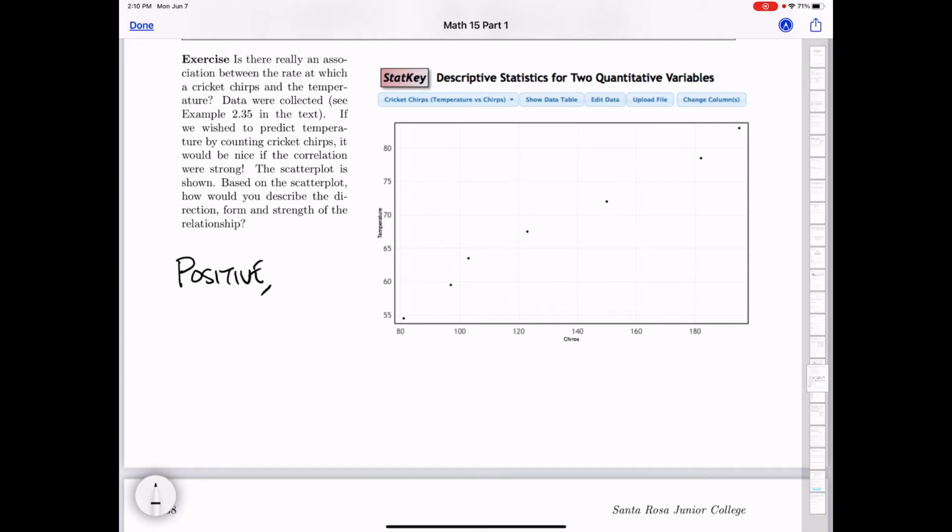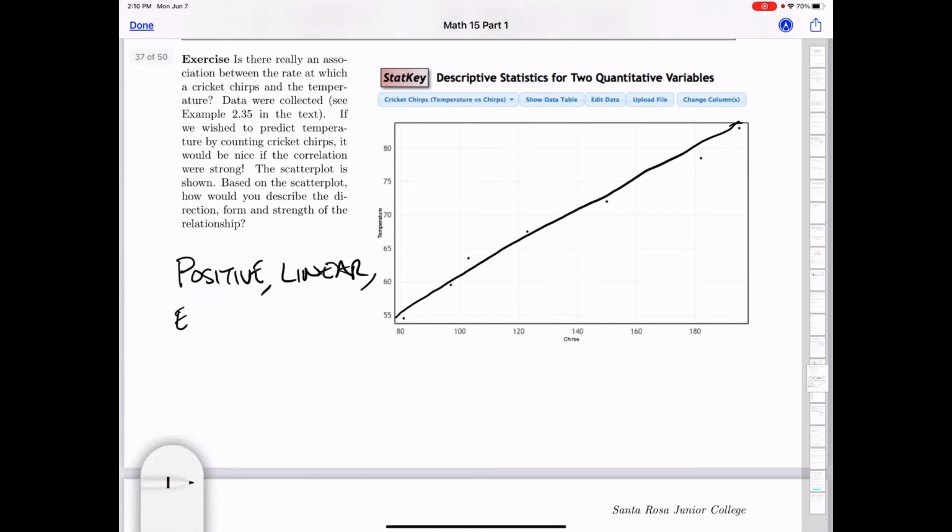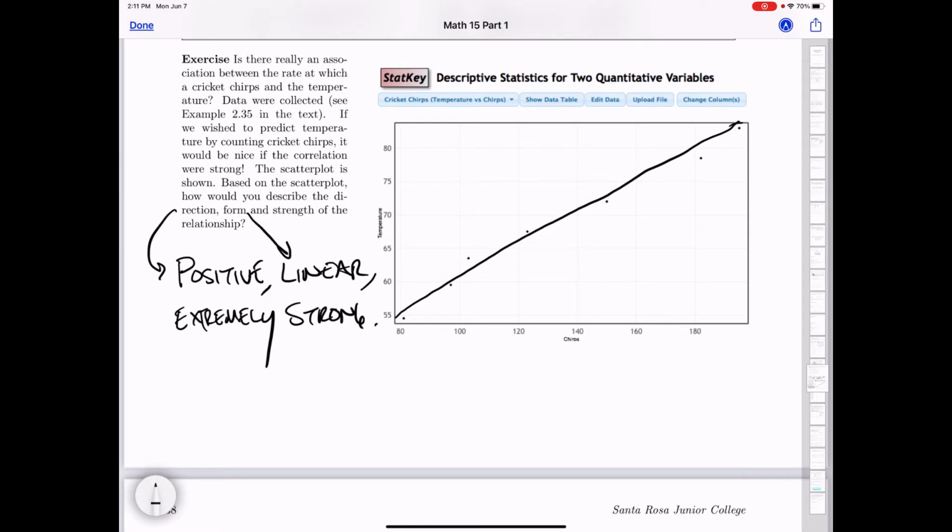The form, I would say, is pretty linear. If I draw a line through these dots, that seems to describe the relationship pretty well. So I would say it's linear. And the strength, I would say, is extremely strong. Remember what strength means. Strength is measuring how far the dots in general are from the line. Well, these dots are very close to the line. The direction is positive. The form is linear. The strength is extremely strong.